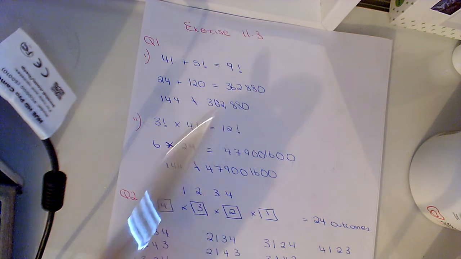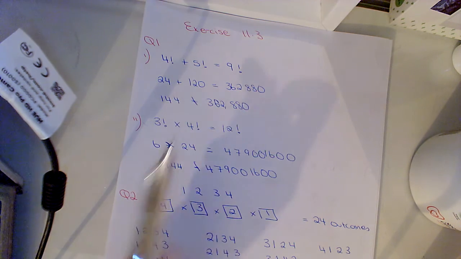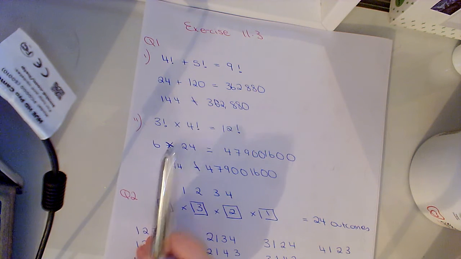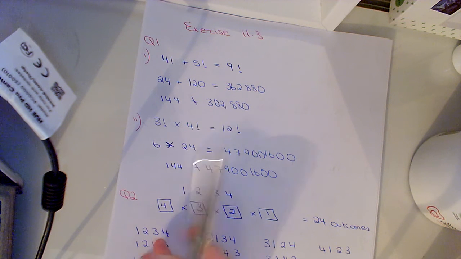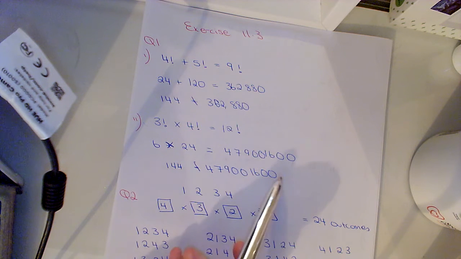362,880. The next one I have is 3 factorial multiplied by 4 factorial is equal to 12 factorial. So 3 factorial, I get 6, multiplied by 4 factorial, I get 24, is equal to 12 factorial, I get this, and they're not equal.